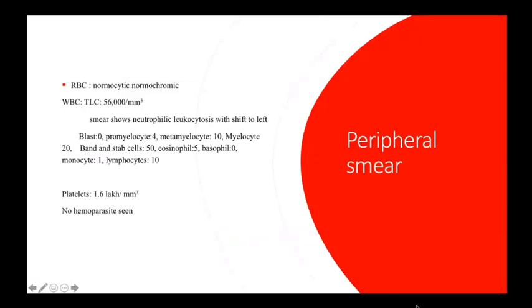Shift to left means there were more immature forms which are generally not seen in the blood smear, that are promyelocyte, metamyelocyte, myelocyte, band and stab cell, while eosinophil, basophil are the mature forms. Immature forms are promyelocyte, metamyelocyte, myelocyte, and blast. Platelets were 1.6 lakh per mm3, and there were no hemoparasites.